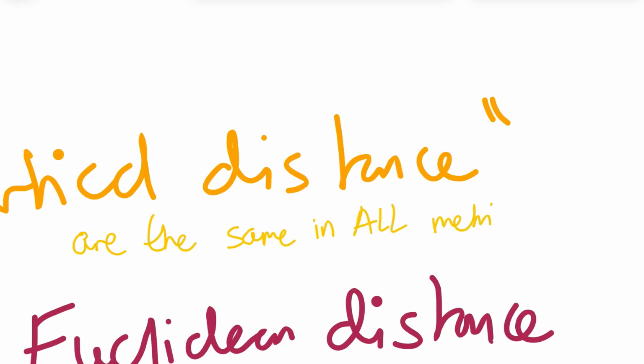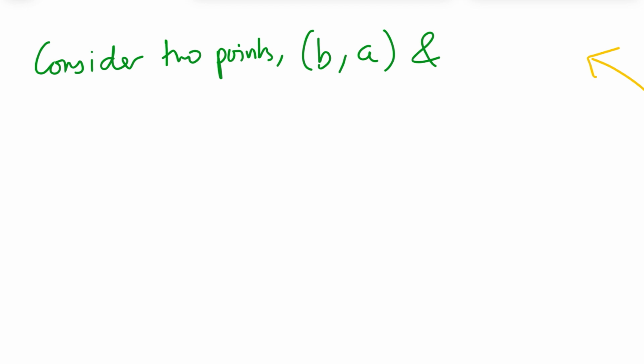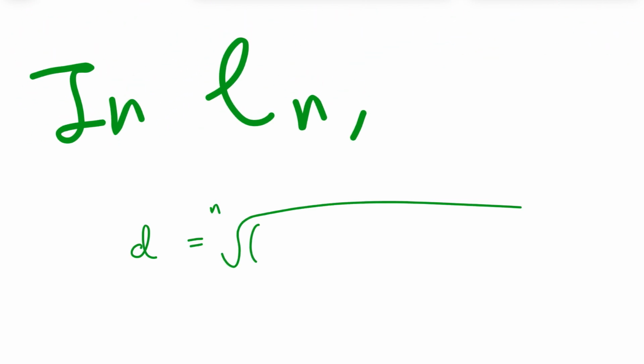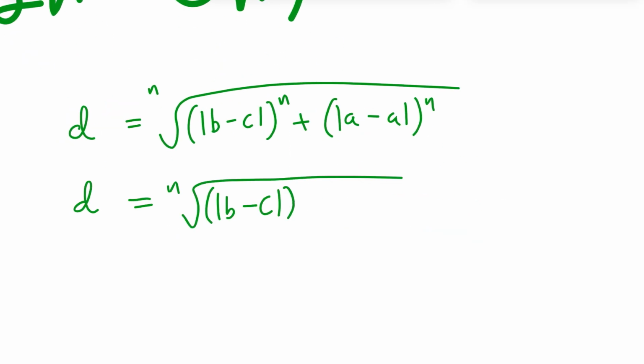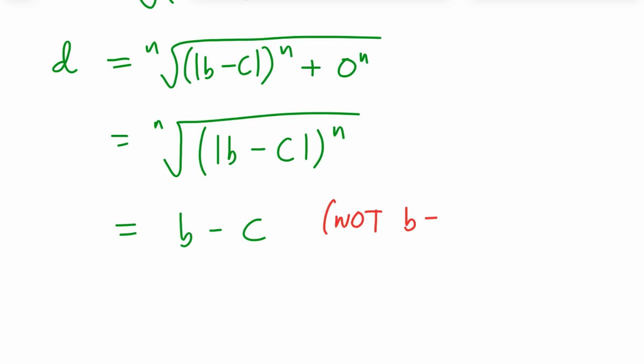If you consider 2 points, (b, a) and (c, a), you get a straight horizontal line, and the Ln distance of this, as it were, is going to be this right here. But the a's here cancel, and we end up just getting the absolute value of b minus a, regardless of how we're measuring it. Of course, identical reasoning can be used to show that this works for vertical distances as well.